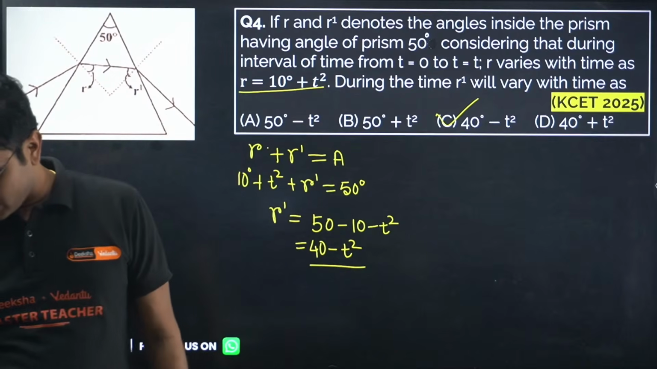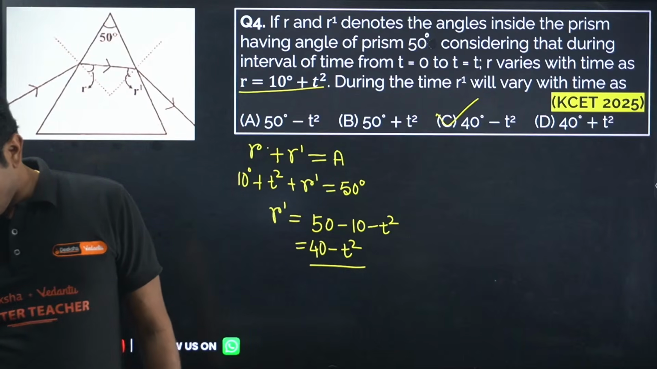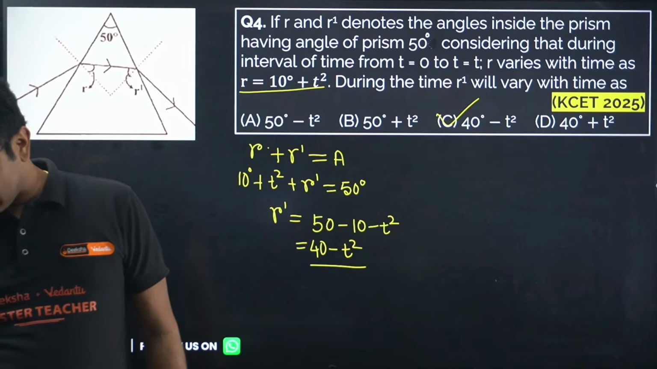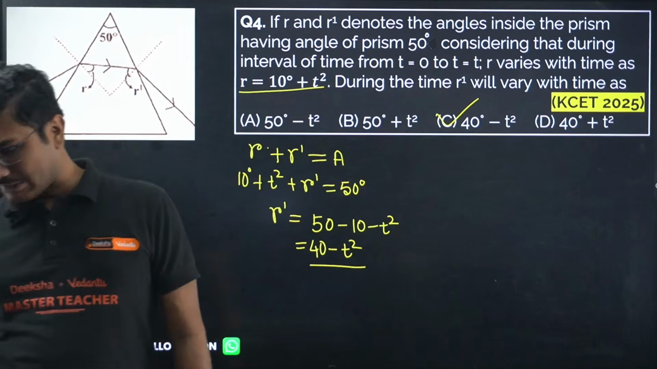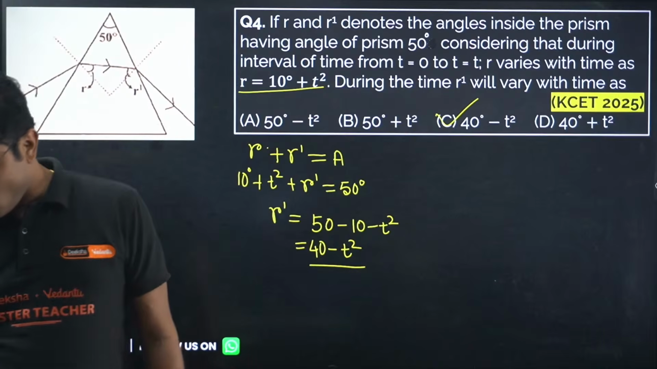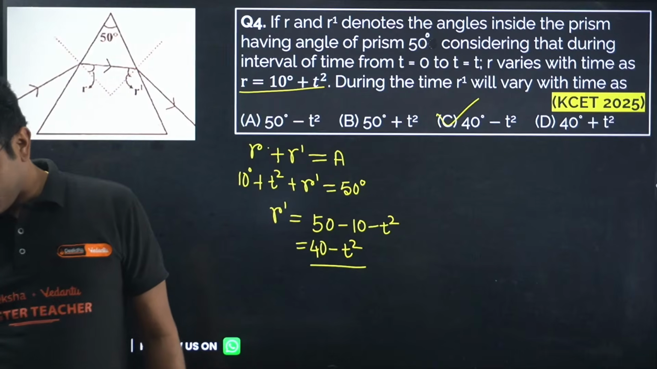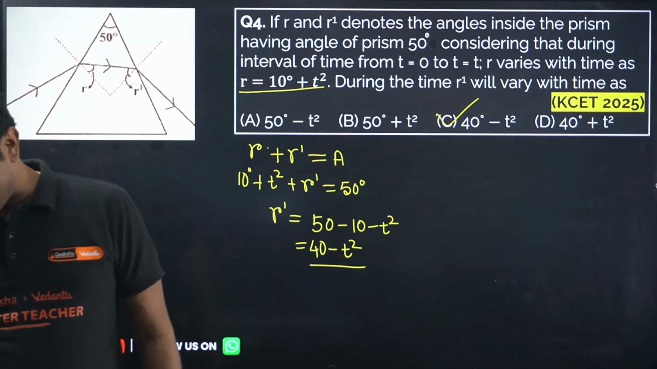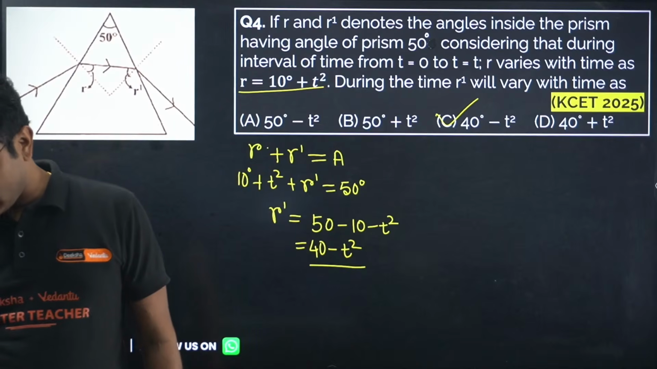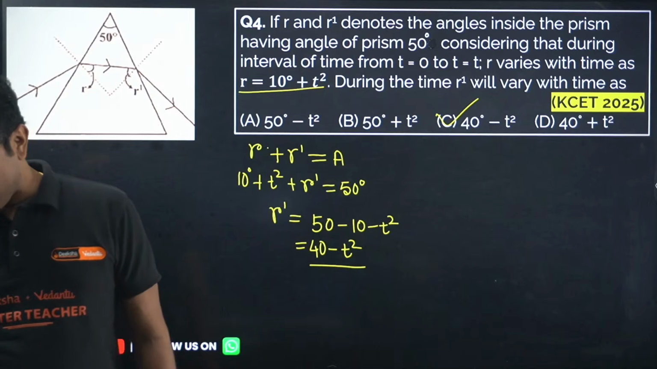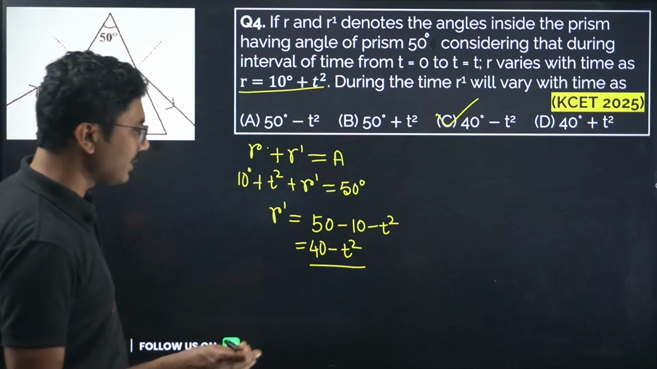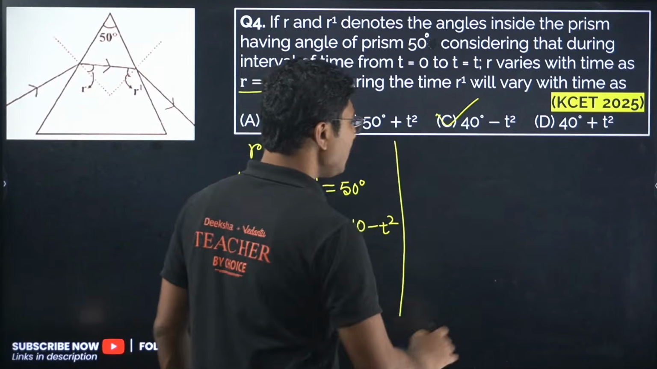A glass prism of refractive index 1.5 is placed in water of refractive index 1.33. The minimum value of the angle of the prism is what, so that it will not be possible to have any emergent ray? Interesting question. Let's see. So what is the question?